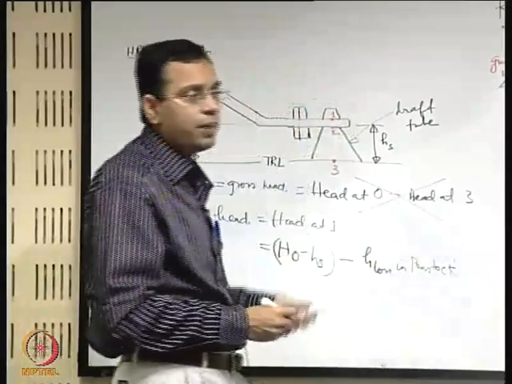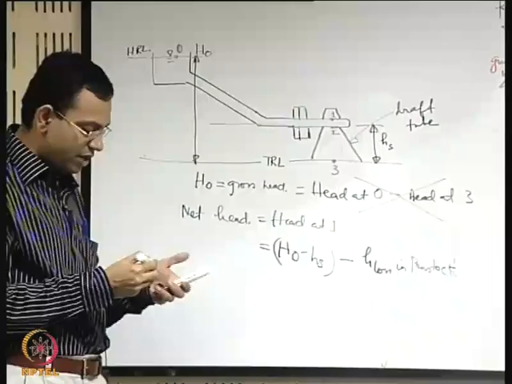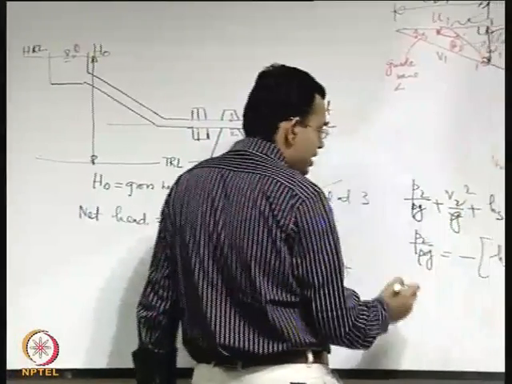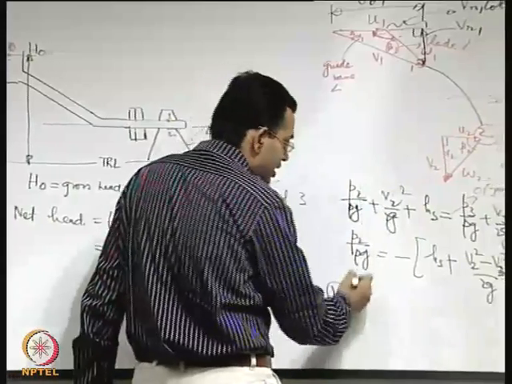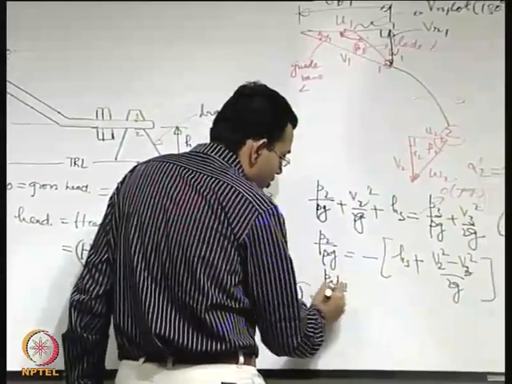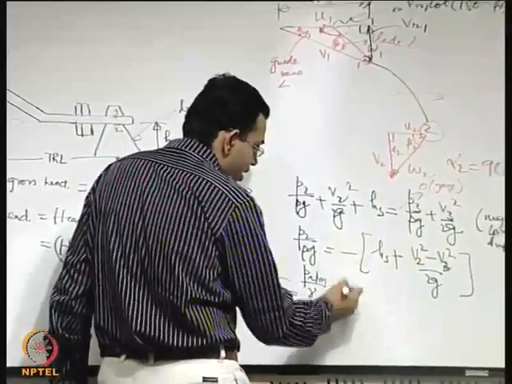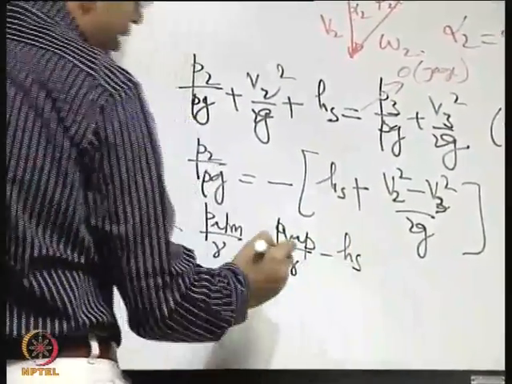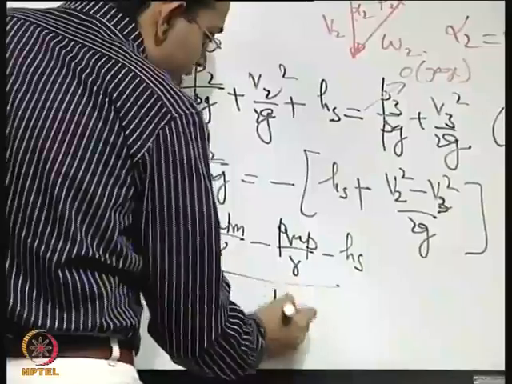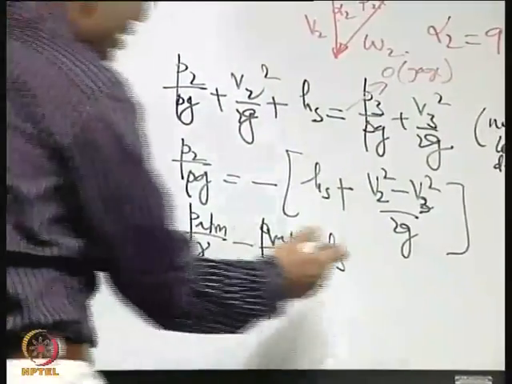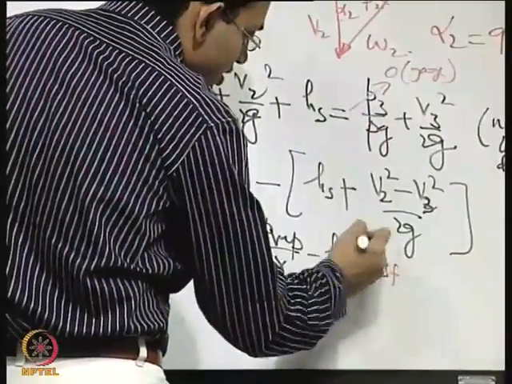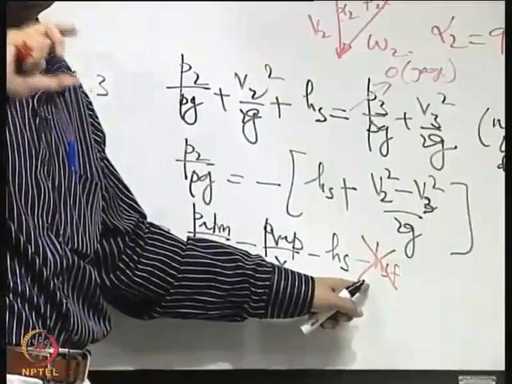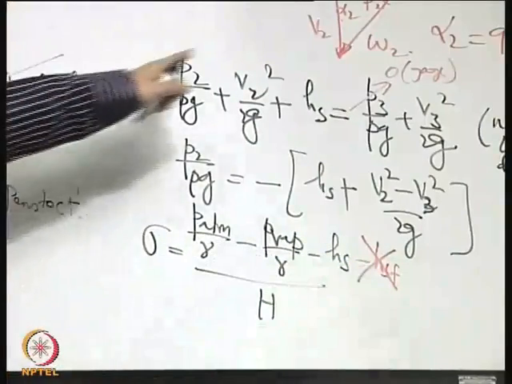Like the cavitation parameter for a pump, a very similar cavitation parameter is defined for a turbine. It is defined in the same way, the NPSH available by H. So, P atmosphere by rho g minus P vapor by rho g minus Hs, by H, but there is no minus Hsf, this is not considered. Why? This is the head loss in the section which is being considered for making this analysis.